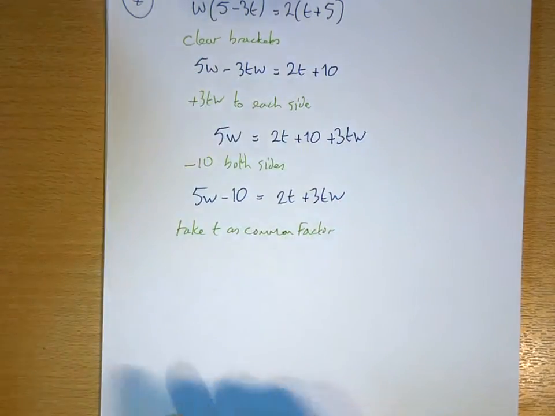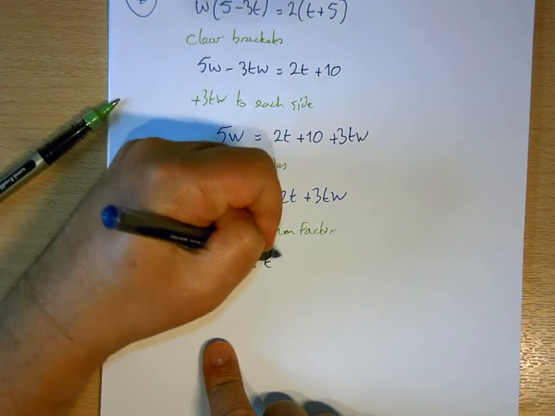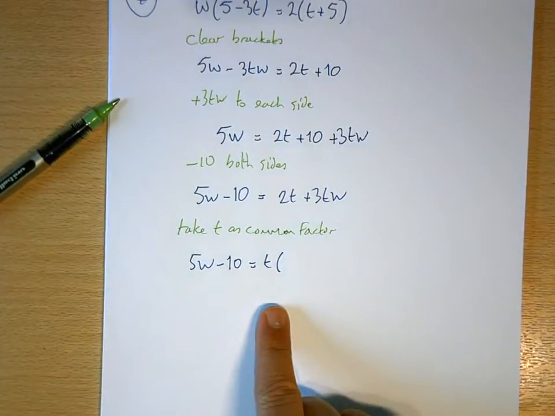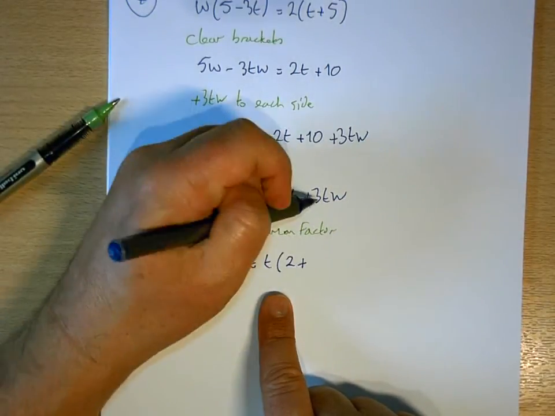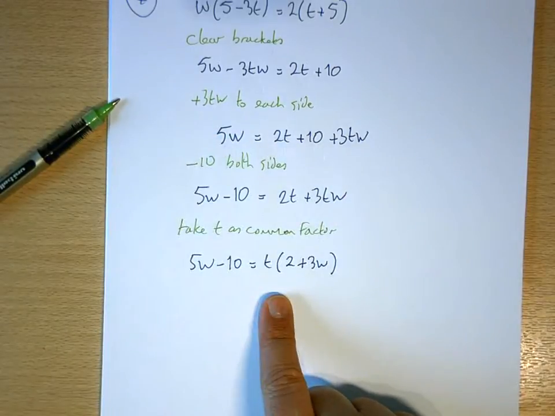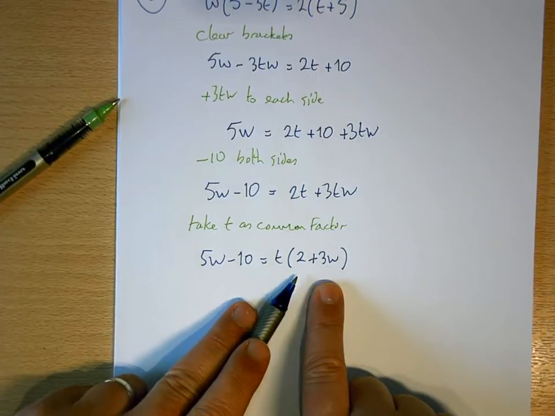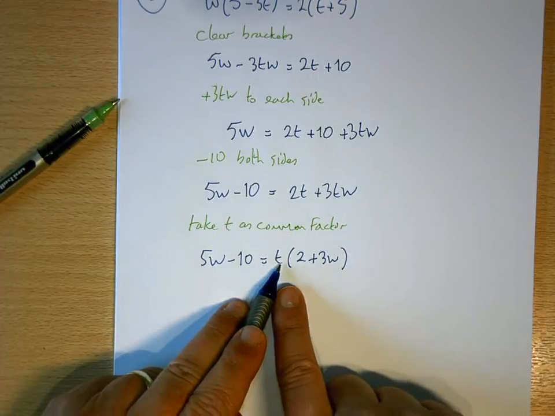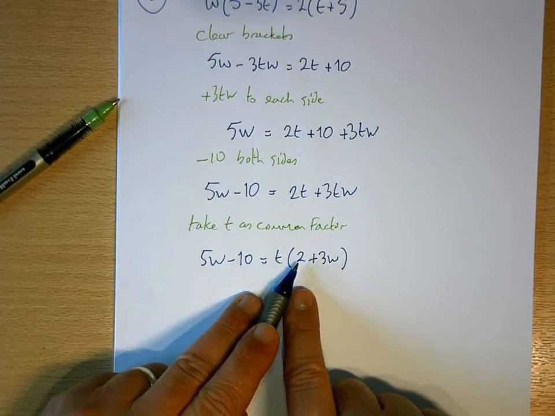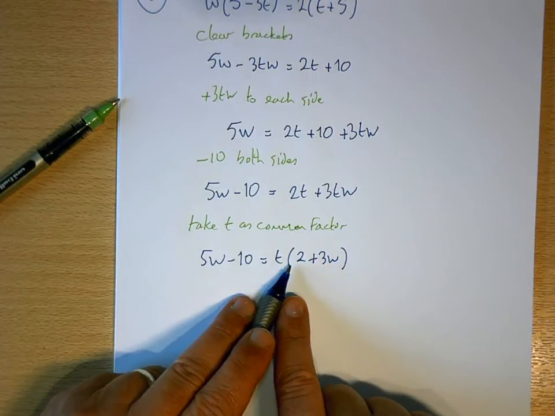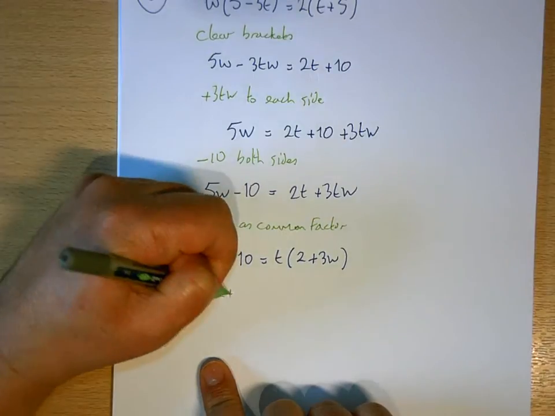What that means is nothing on the left hand side, but on the right hand side I can take t out of that bracket. So if I take t out of there, it leaves me 2. If I take t out of there, it leaves me 3w. Okay, so 5w take 10 is t bracket 2 plus 3w. Now the t is joined to that bracket by a times. So to get the t on its own, instead of multiply by bracket, I'm going to divide by bracket. So what I'm going to do now to get the t on its own is divide by that bracket.